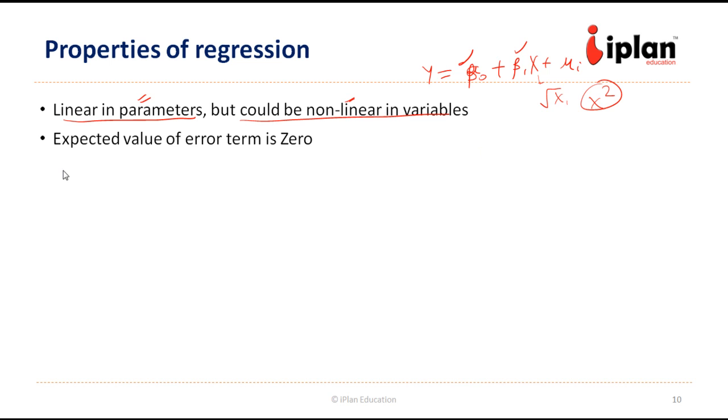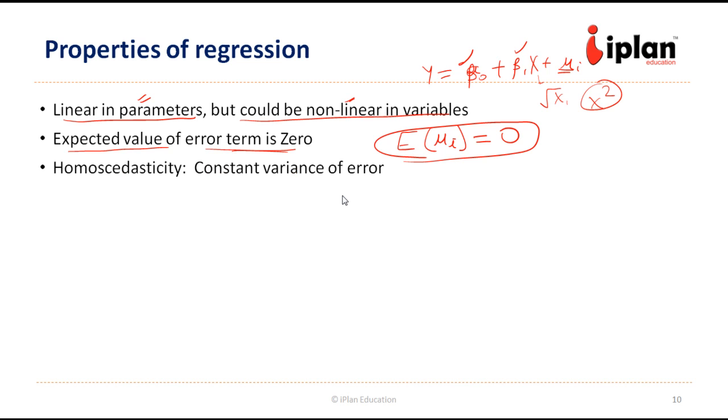This is the assumption of regression. Another assumption in linear regression is that the expected value of the error term is going to be 0. So this term ui, its expected value should be 0. It might be positive or negative for one term or the other, but overall the expectation should be 0. Then the next important property of linear regression is homoscedasticity. This is another assumption. Homoscedasticity means the variance of the error is going to be constant everywhere. So it is the constant variance of error.